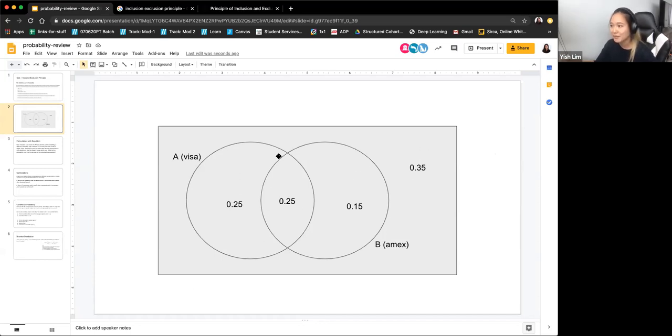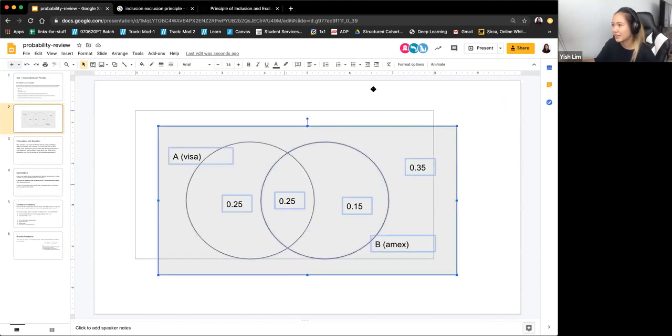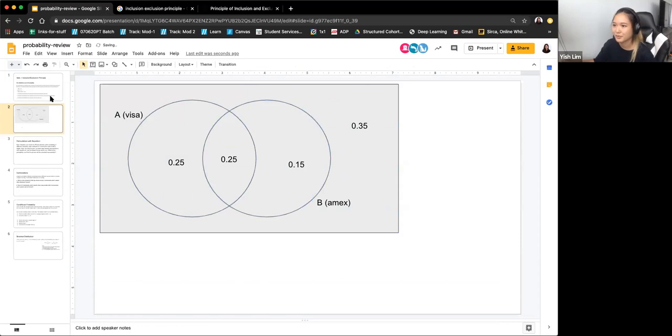So now we know that people who only have Visas, 0.25, people who only have Amex, 0.15, people who have both, 0.25, and people who have neither, 0.35. One more important thing to note is these probabilities are in relation to the full sample space. So it's not any conditional probabilities. It's 0.25 out of everybody that has both Visas and Amexes. So now that I've set this up, you'll see that going into the questions becomes a little bit easier. Let me just move everything a little bit up so we can do our questions down here.